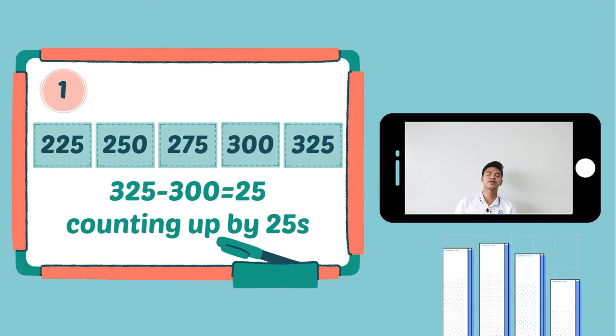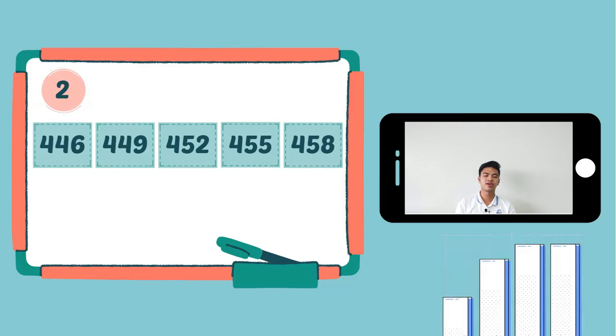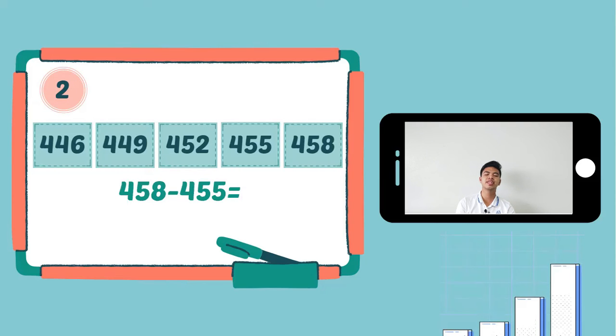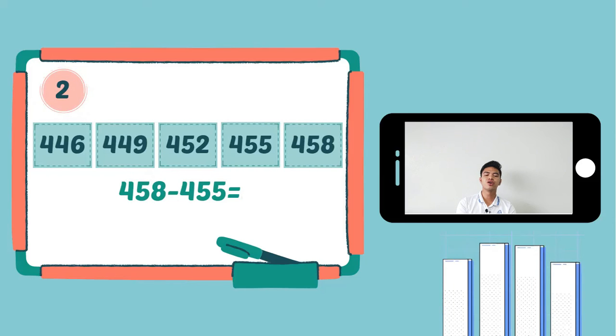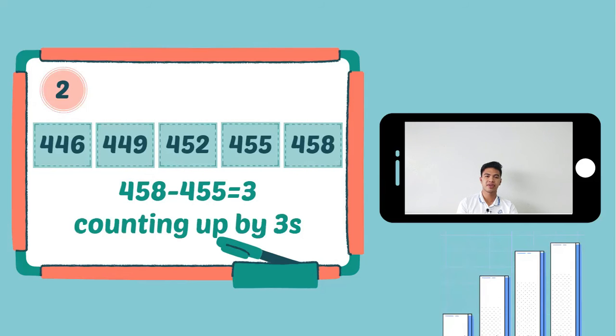So for the number 2, we have the numbers 446, 449, 452, 455, and 458. So how to find it out? We're going to compare first the last two numbers, which are 458 and 455. So we're going to find the difference. So 458 minus 455 is equal to 3. Therefore, our pattern will be counting up by 3s. Okay? It's very easy, right, kids?